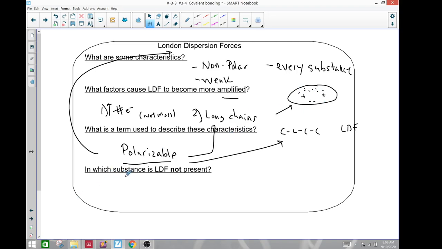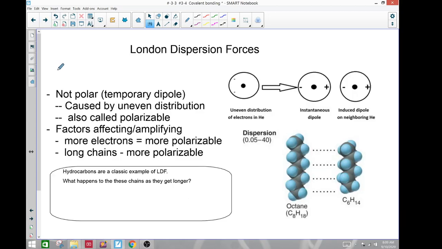In which substance is LDF not present? Well, it's present in all substances. That's kind of a trick question. We'll have to check you on that. All substances have them, some are just more. All right, so this is our little notes on this.